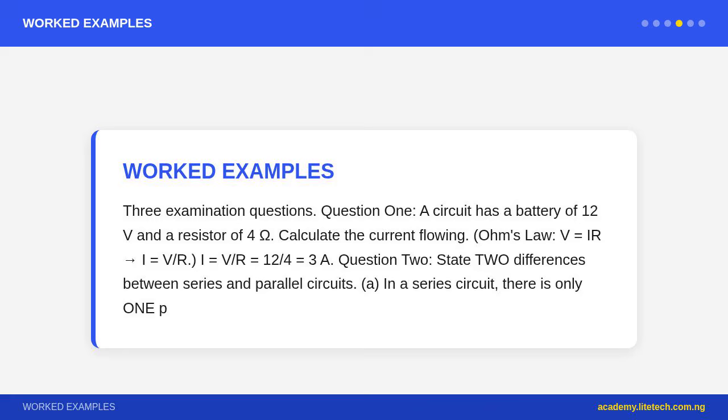Question 2. State 2 differences between series and parallel circuits. A. In a series circuit, there is only one path for current. In a parallel circuit, there are multiple independent paths or branches. B. In a series circuit, if one component fails, all fail. In a parallel circuit, if one branch fails, the others continue to operate. Also, in series, voltage is divided. In parallel, all components receive the same full voltage.